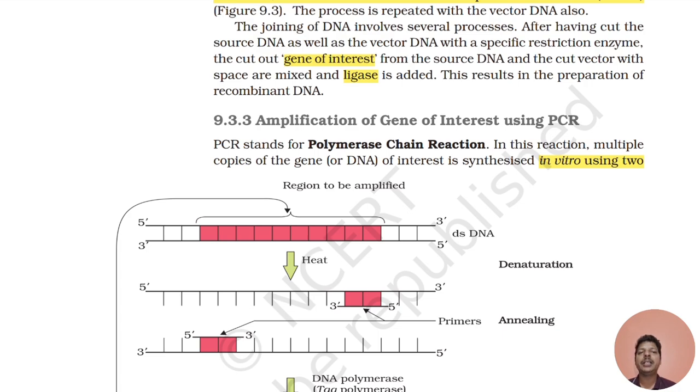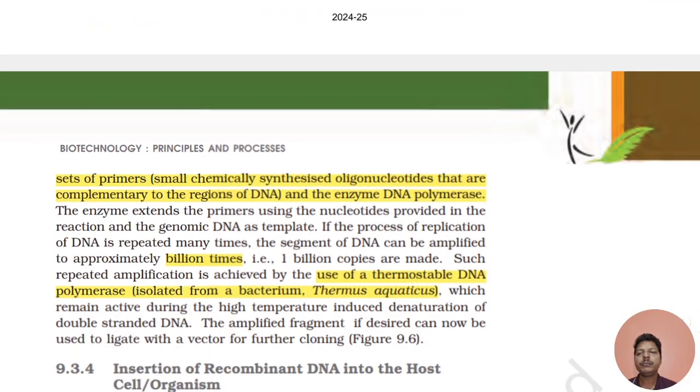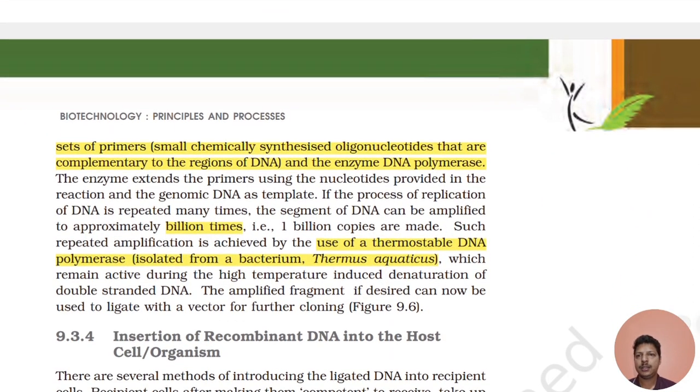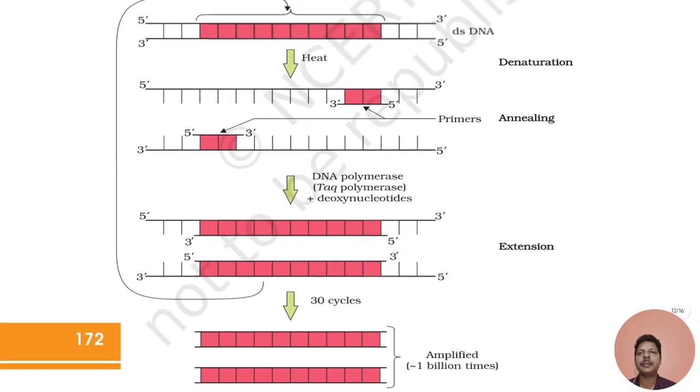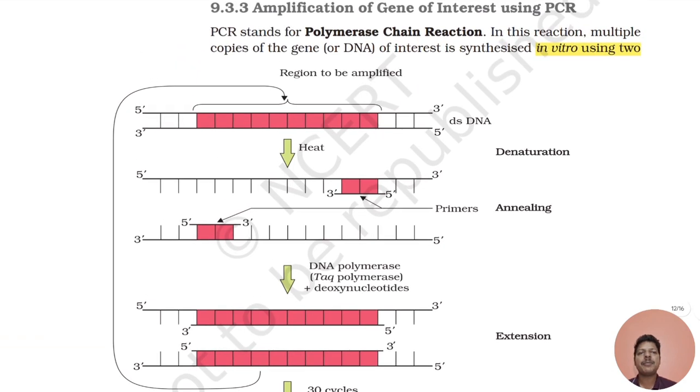Then amplification of the gene of interest using PCR. PCR stands for polymerase chain reaction. In this reaction, multiple copies of the gene of interest are synthesized in vitro using two sets of primers, small chemically synthesized oligonucleotides that are complementary to the region of DNA, and the enzyme DNA polymerase. You can see the same steps: denaturation, annealing, extension.